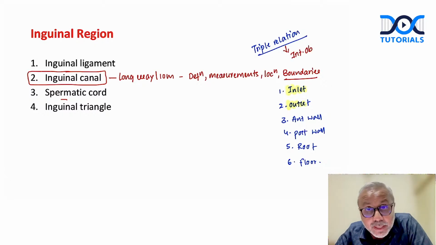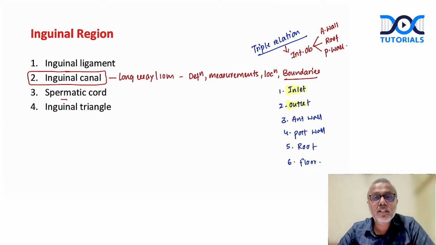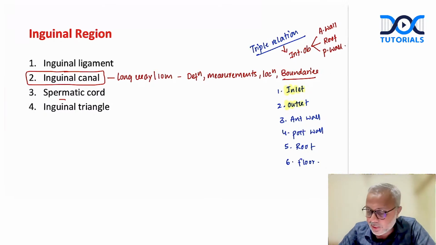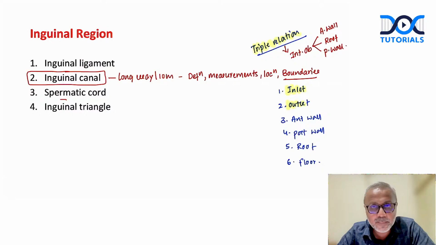What do we mean by triple relation? Remember, the internal oblique will form the anterior wall, it will form the roof, and it will form the posterior wall of the inguinal canal. Right? Now, this is again something that will catch the eyes of the examiners. You write it, you highlight it, and this is what will help you score marks, right?